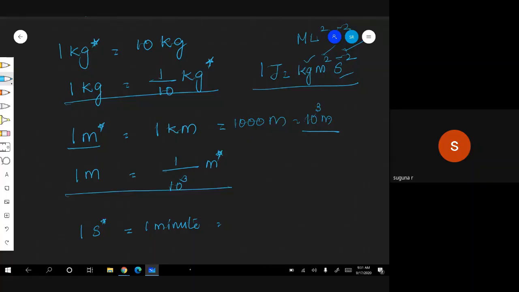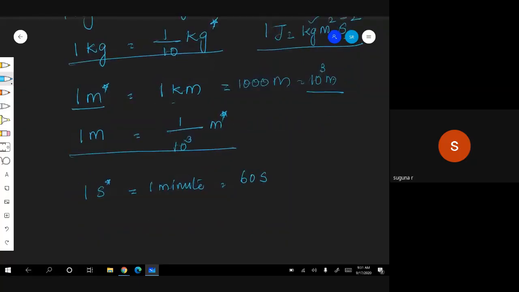It is given in kilometer, meter star in kilometer, but I want meter star and meter, how they are related. Kilogram star and kilogram, how they are related. Are you following? Like that, second star. Second star is nothing but 1 minute में तो 60 seconds है ना? Okay. Therefore, what I want? 1 second is equal to 1 by 60 second star. That is it. Hope you are following.